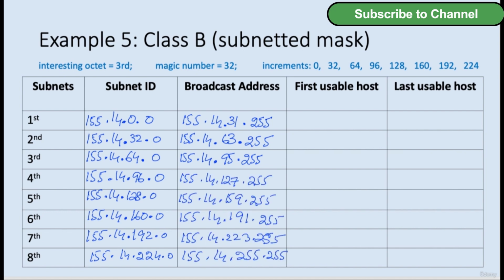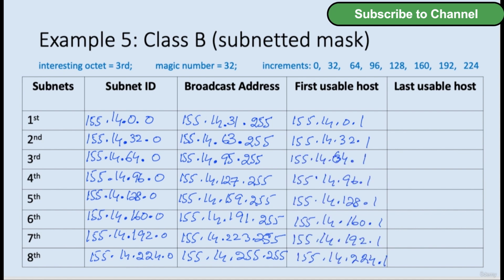The next value that we have to calculate is the first usable host. It is always the next address of the subnet ID. Subnet ID is 155.14.0.0. So first usable will become 155.14.0.1. The next one, first usable, is always the next IP address of the subnet ID. In the second case, subnet ID is 155.14.32.0. So first usable will become 155.14.32.1. And now I'm going to fill the next values.